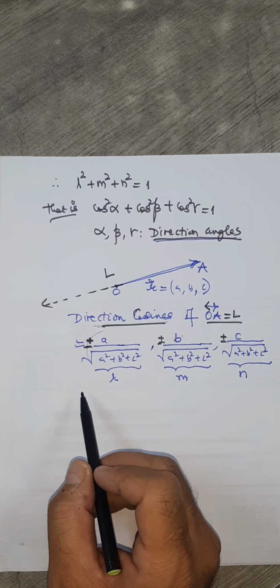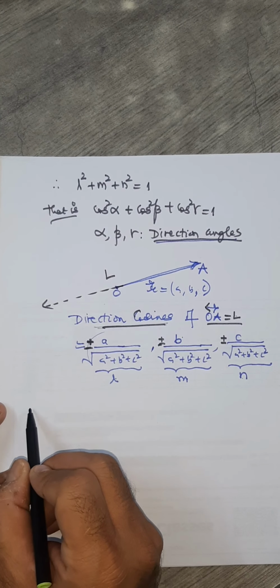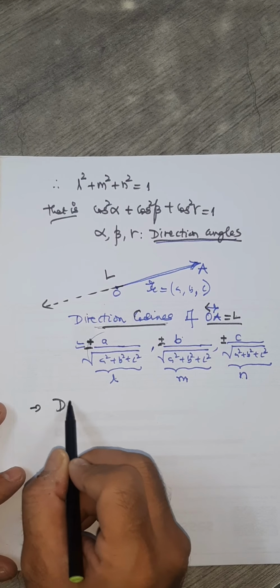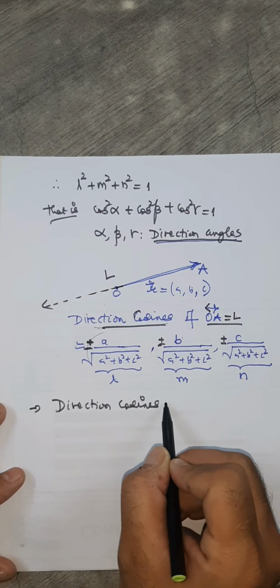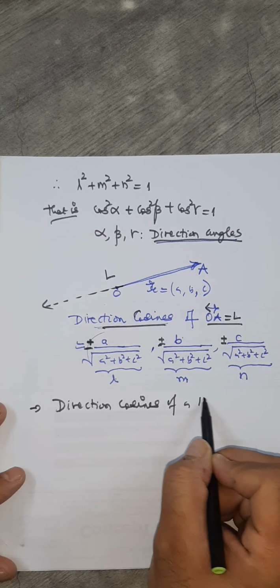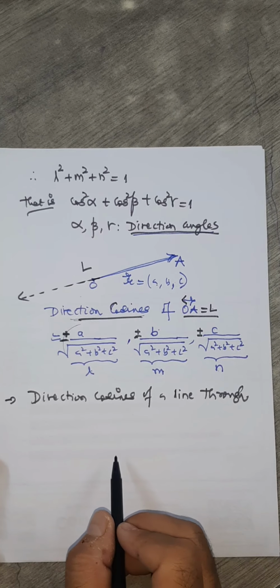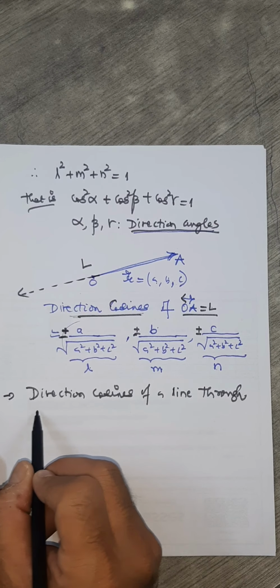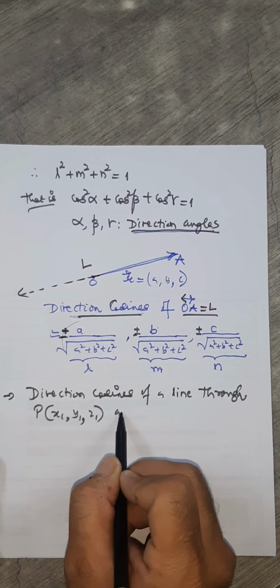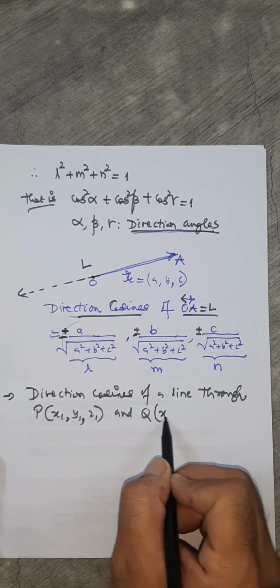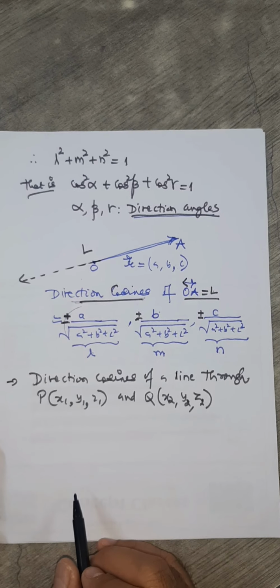Fine. Now if you have 2 points on the line here like this, let me write direction cosines of a line through, let's take P of x1, y1, z1 and Q of x2, y2, z2. That is, the line passes through these 2 points. You are not given the direction of this line.